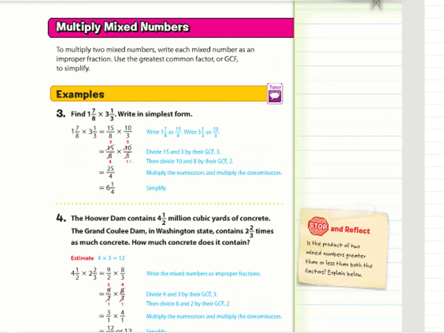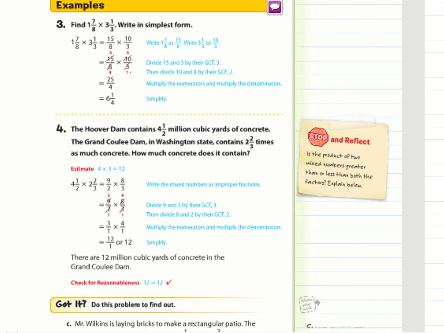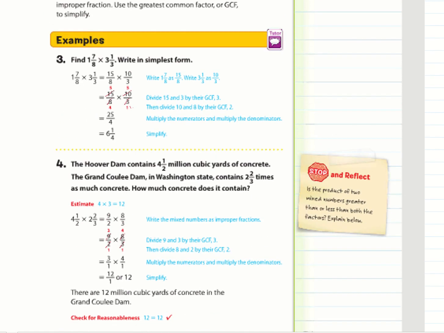So, multiplying mixed numbers. To multiply two mixed numbers, write each number as an improper fraction. Use the greatest common factor, or GCF, to simplify. So example 3, it says find 1 7/8 times 3 1/3. Then write in simplest form. So we're actually going to do our work over here.